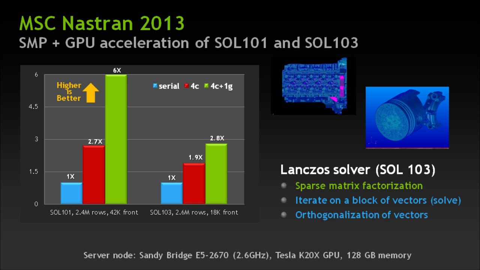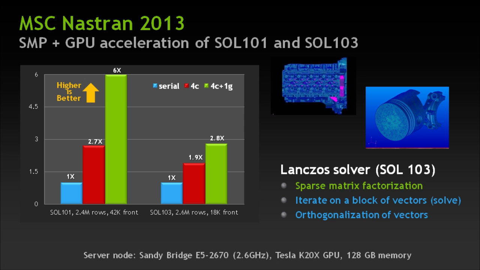I'm going to quickly run through a couple of examples here. What you're looking at in this slide is an example of solution 101 as well as solution 103. 101 is the standard stress analysis, and 103 is the normal modes analysis. The left side of the chart shows 3 lines. The blue line is a serial run on a single CPU core. The red line is an SMP job with 4 CPU cores. And the green line is a single GPU acceleration of this 4-core run. Looking at the speedup, you get an attractive speedup of about 6x over a serial run and more than 2x over a 4-core run.